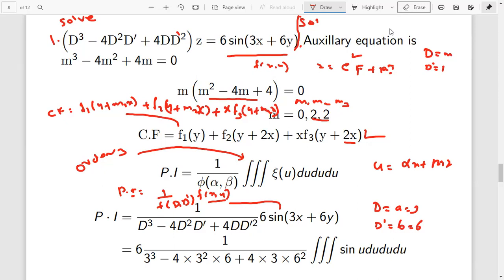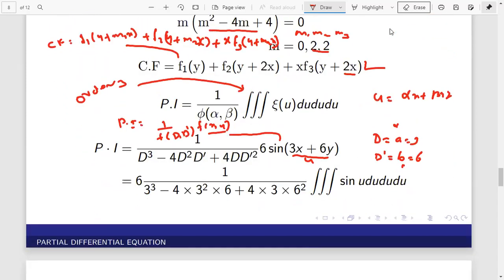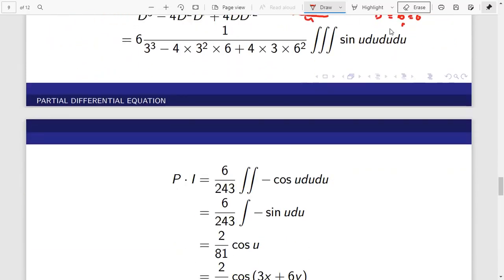Okay. If you are substituting, and u is, I am taking alpha x plus beta y. So this actually can denote alpha, beta, whatever notation of the problem, it is sin u. Actually, this is u. If you are simplifying this, you will get 6 by 243. And we have triple integral. If you are integrating one time, sin u, that is minus cos u.